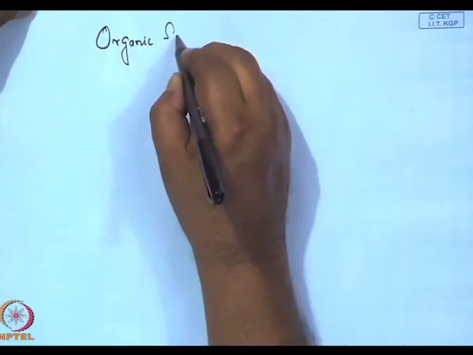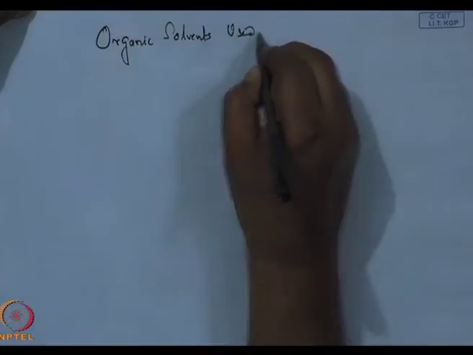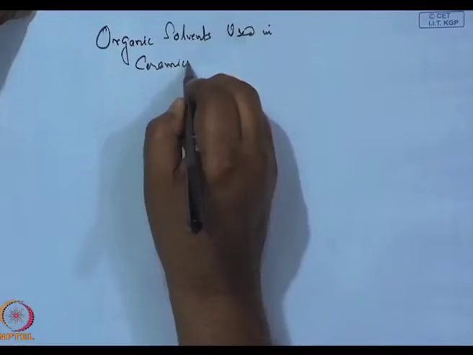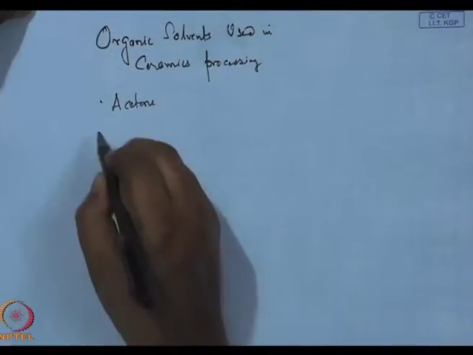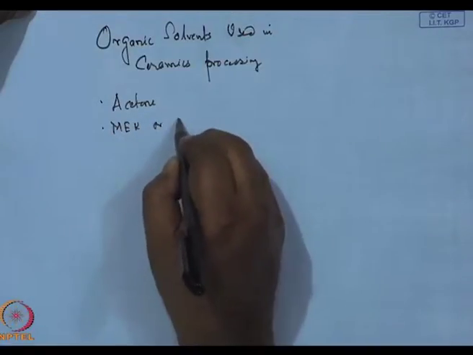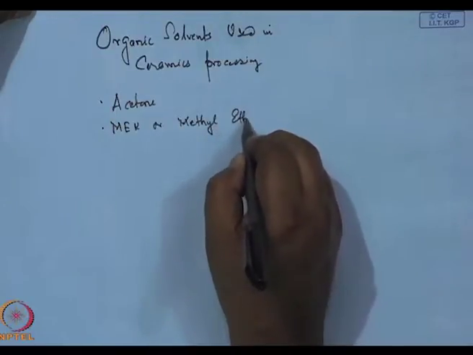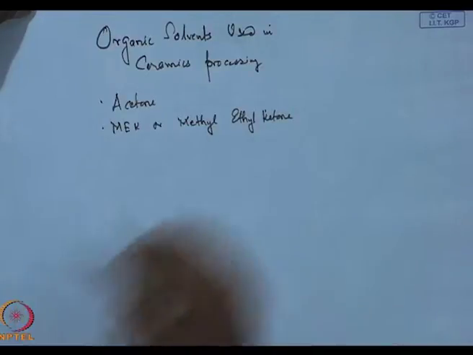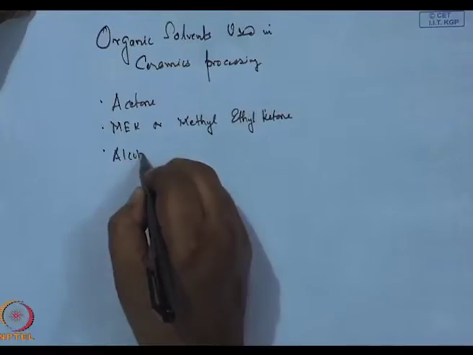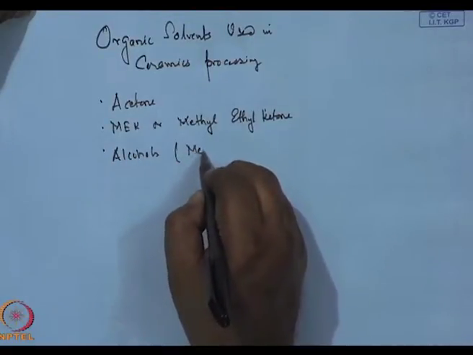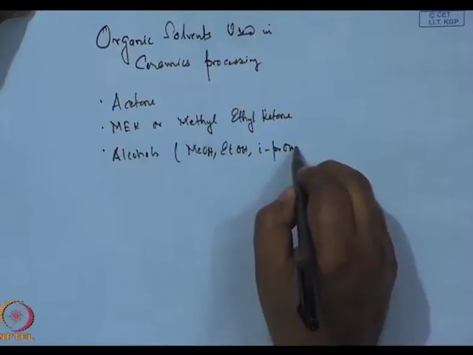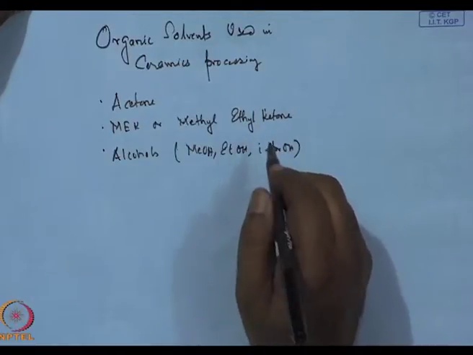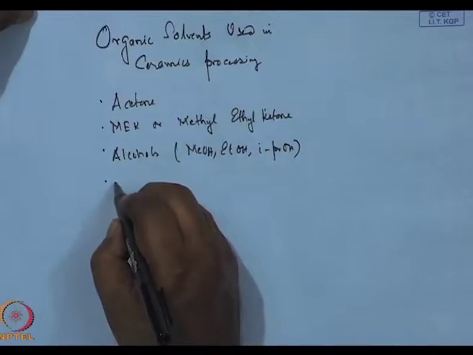Organic solvents used in ceramic processing include acetone, MEK or methyl ethyl ketone, alcohols, mostly methyl alcohol, MeOH, ethyl alcohol, isopropyl alcohol. These are used. In certain cases, furan is used.